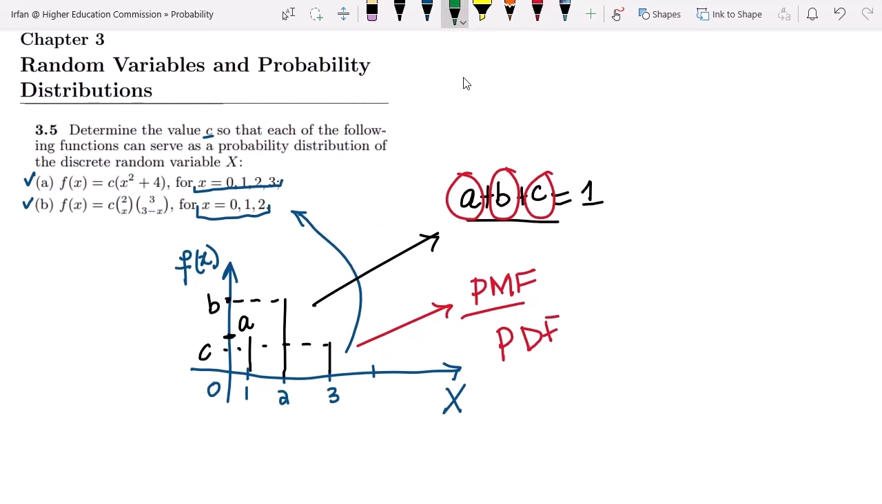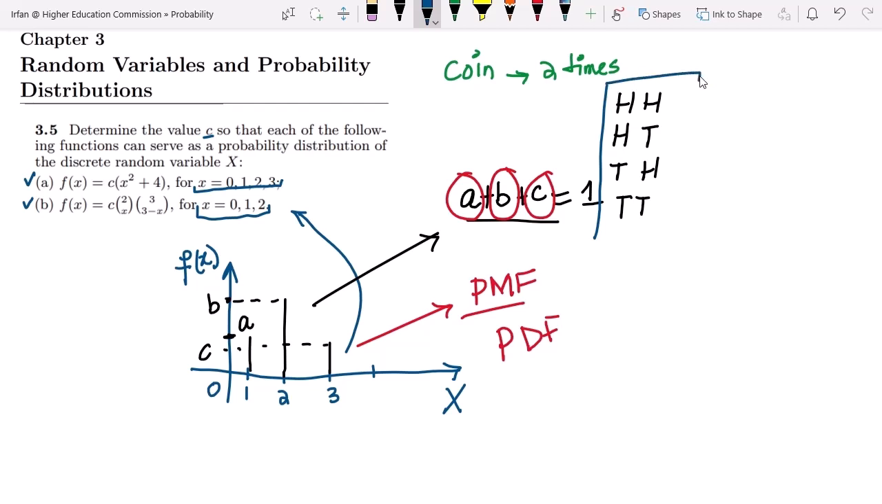Let me take a coin, which is tossed 2 times. What are the possibilities? Either I will have heads heads, or heads tail, or tail heads, or tail tail. So we have different possibilities, which are basically given here.